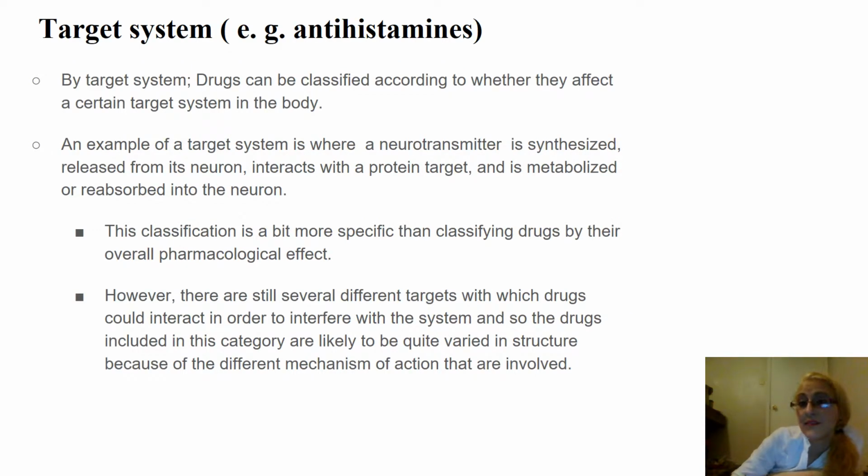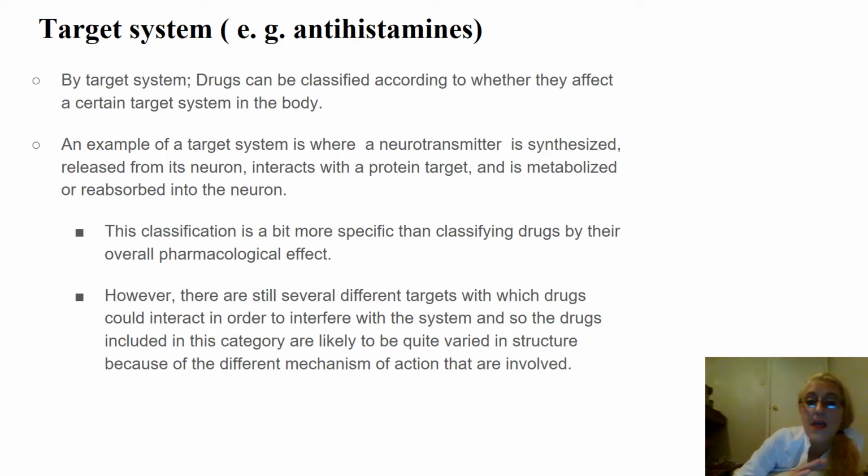By target system, drugs can be classified according to whether they affect a certain system in the body. For example, a target system is where a neurotransmitter is synthesized, released from its neuron, interacts with a protein target, and is metabolized or reabsorbed in the neuron.